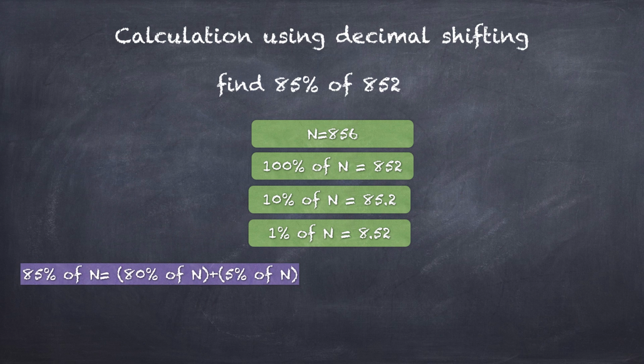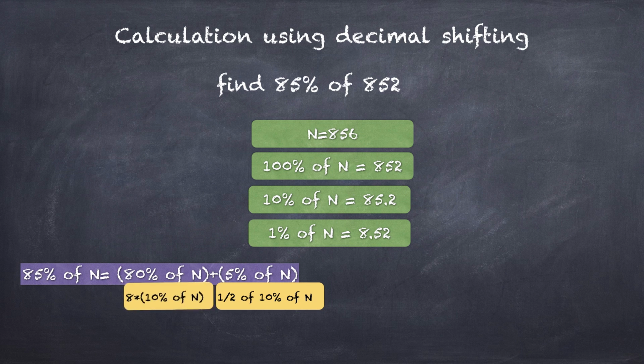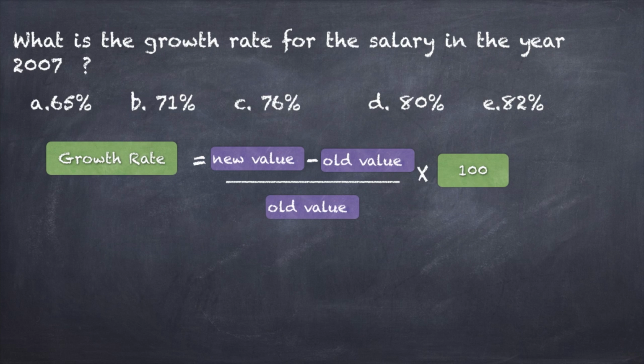So now, if I were to find 85%, I would think of it as 80% of n plus 5% of n. 5% I can calculate as 5 times 1% of n, and 80% I can calculate as 8 times 10% of n. That 5% I can also think of it as half of 10% of n. Okay, so again, I'm leaving the calculation to you in this case. Okay. So now let's apply this idea with the same numbers that we were using earlier, that is 654 by 852. The way to work it is look at the options and think of somewhere in the middle.